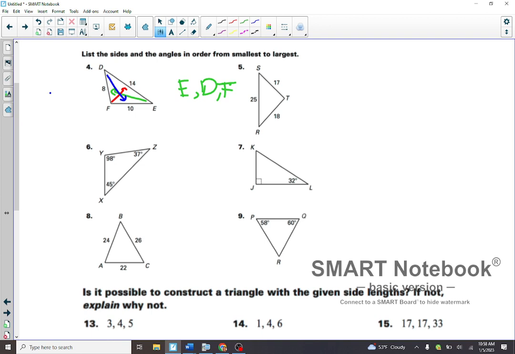R is 17, so that's the smallest. S is the second smallest because it's 18, so S. T is the biggest, so T. RST.